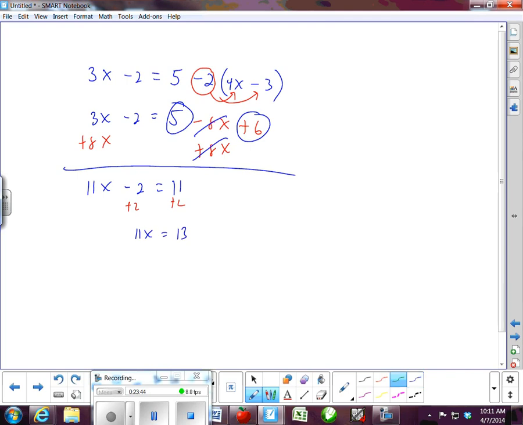Multiply both sides by the reciprocal or do the shortcut. We'll divide both sides by 11. We get x equals 13/11. All right, hope you got that right. That's about as hard as they're going to get in that respect.